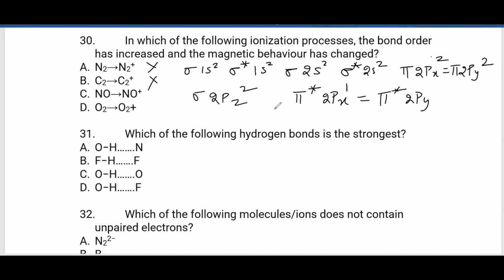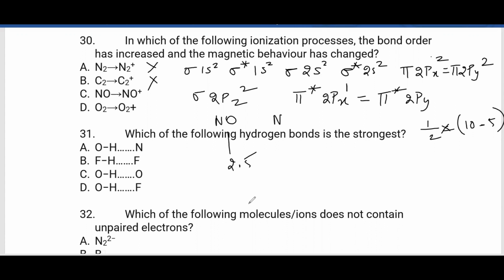And let us check the bond order for this. So total it is 15 electrons, and number of bonding electrons is 10, and number of anti-bonding electrons is 5. And so it is 5 by 2. Isn't 5 by 2 is 2.5. For NO, it is 2.5.